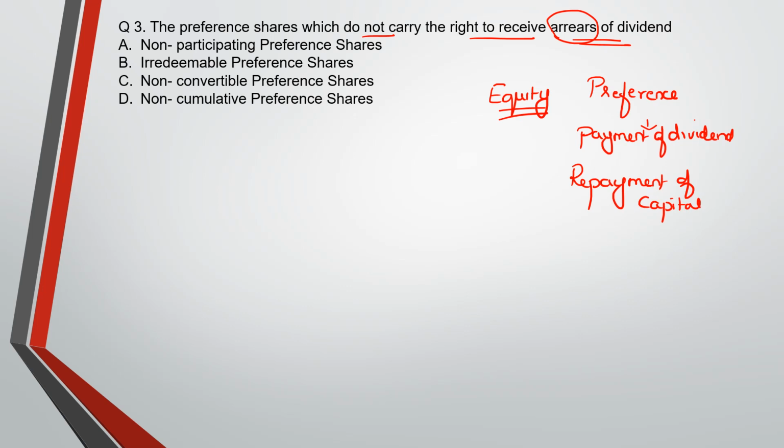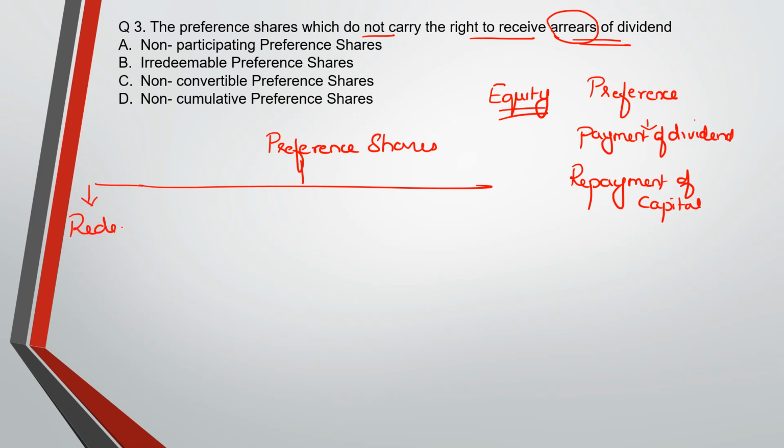Now, under preference shares, there are various categories of preference shares which can be issued by a company. Basically, if you see the preference shares, the categories that can be issued are on the basis of redeemability. You have redeemable and irredeemable shares.